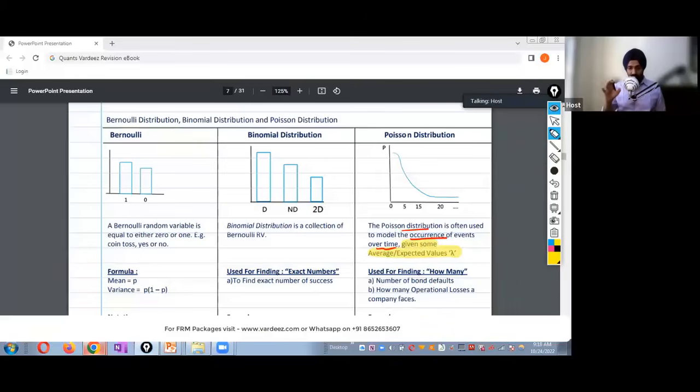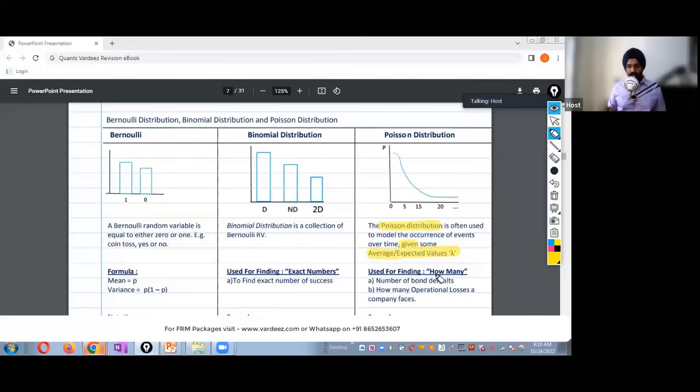So in the question itself, you'll be given an average value of something that is happening, and then you need to find how many times it's going to happen, or exactly how many times it's going to be happening. That is something that you want to find. And that's when you use the Poisson distribution, given the expected or average value, which is the lambda. That is when you use the Poisson distribution.